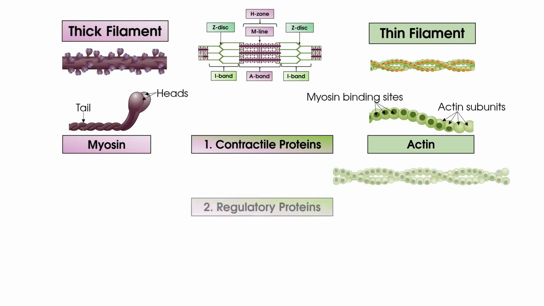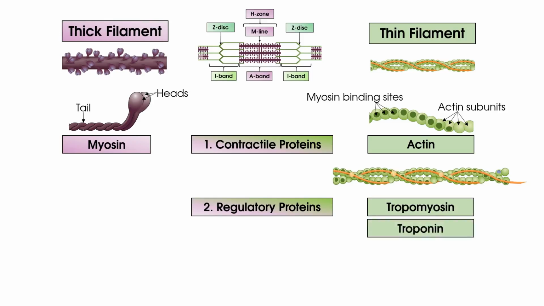Then we have some regulatory proteins, and there are two important ones to know about, and they're both on actin: tropomyosin and troponin. Now firstly, troponin is actually made of three proteins, troponin C, troponin I and troponin T, and that holds the tropomyosin in place. And the tropomyosin's role is to regulate when a muscle contracts.